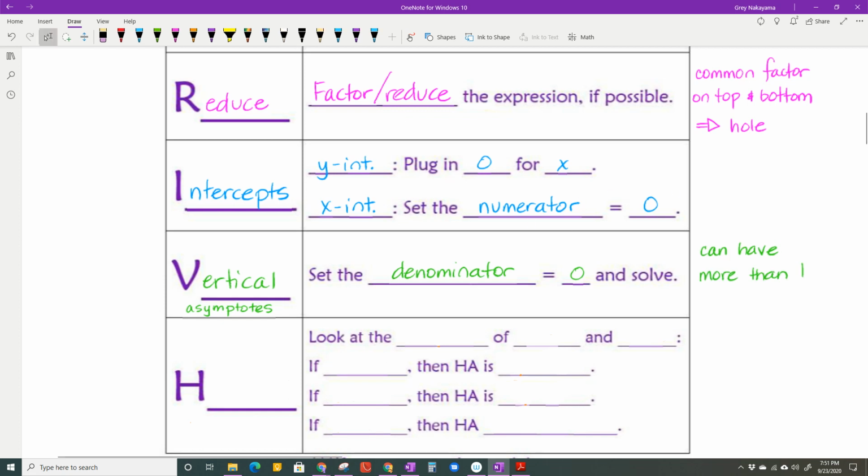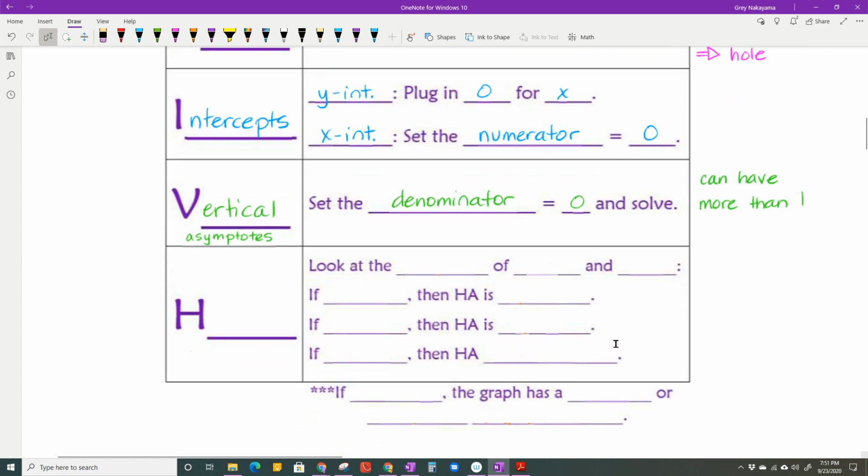Okay, now the H stands for horizontal asymptotes. Okay, and to find the horizontal asymptotes, I know you did this in Algebra 2, you're going to look at the degree of the numerator and the denominator. So hopefully you learned something last year called BEATSY, BOBO, and BOTU. Most people remember that, don't necessarily know what it means, but I'm going to refresh your memory.